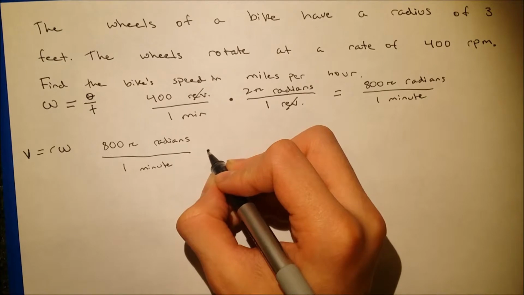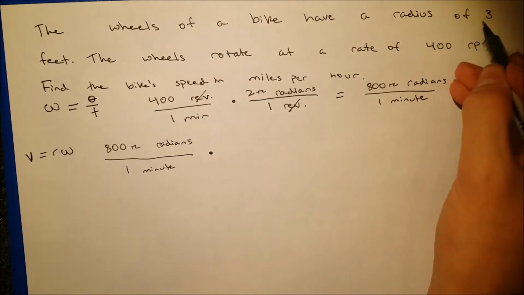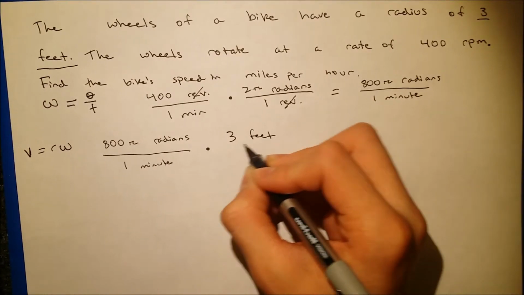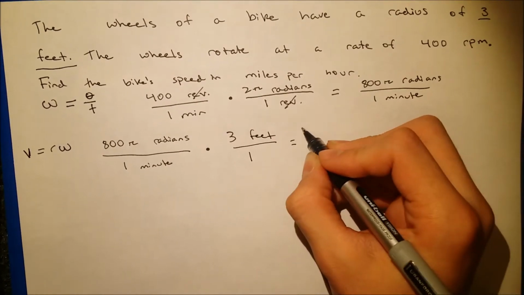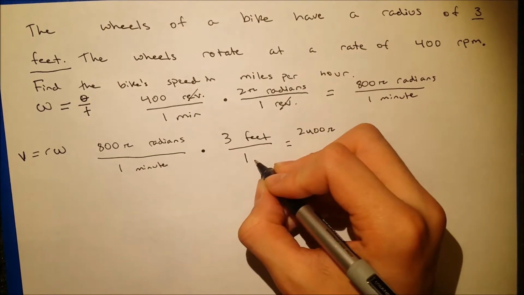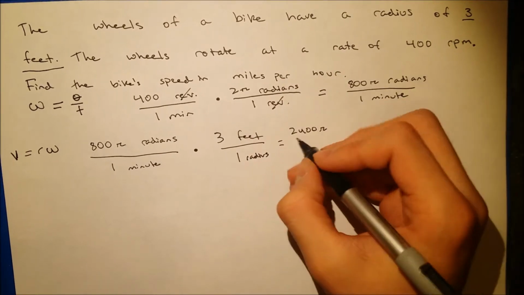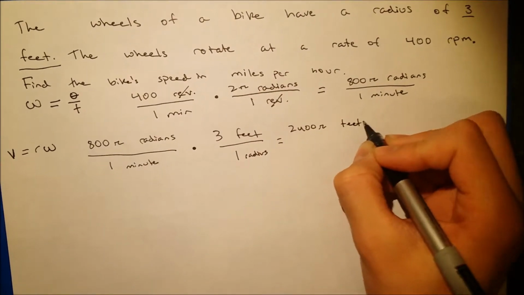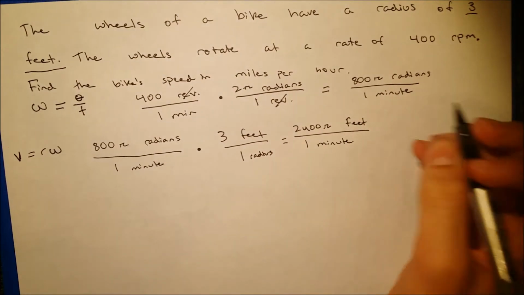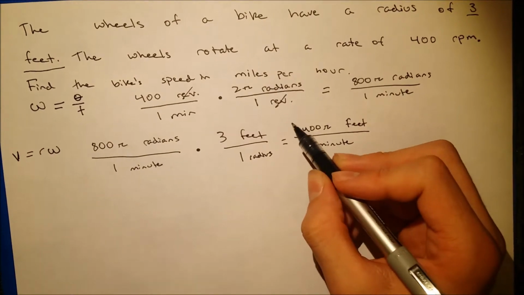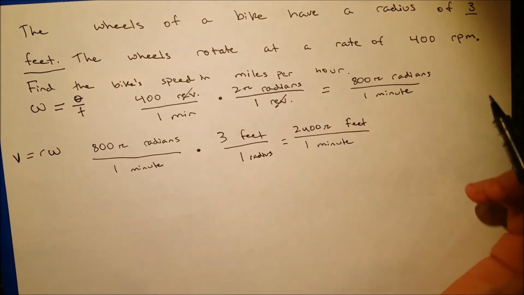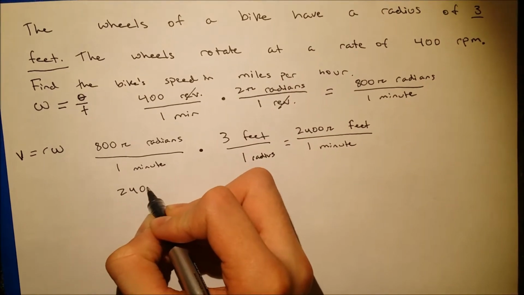We need to multiply this by the radius, and the radius is 3 feet. So let's multiply this by 3 feet, and here we get 2400 pi feet per 1 minute. Here we have the linear speed, but this is feet per minute, and the problem wants the speed in miles per hour. So we need to convert this to miles per hour.